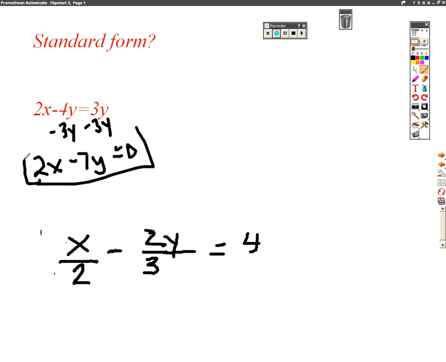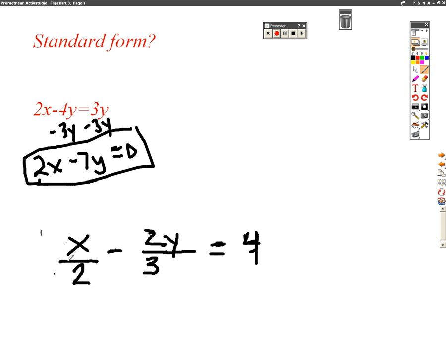Even though it wasn't in standard form in the beginning, if you can turn it into standard form, it is in standard form. Remember, this right here is in standard form. I'm sorry, this is a linear equation because I can turn it into standard form. Be very careful. If you're dividing by a variable, it's not in standard form.